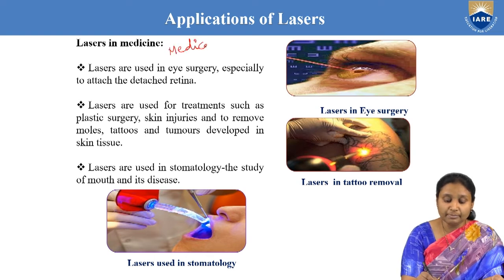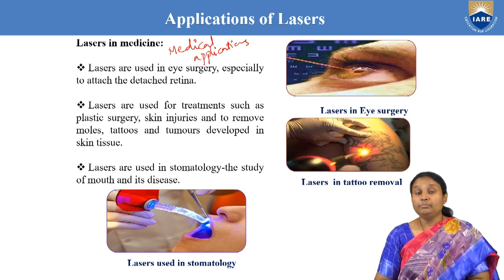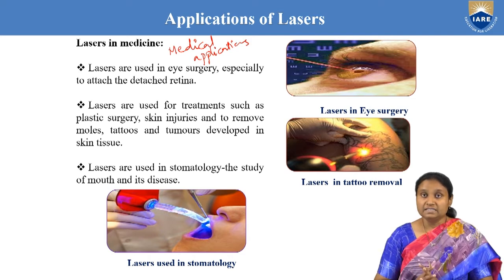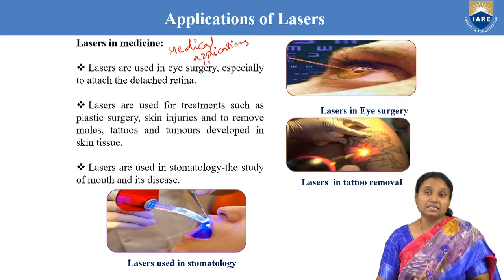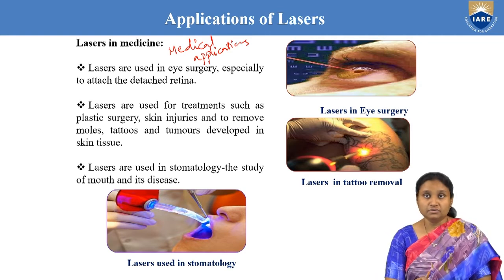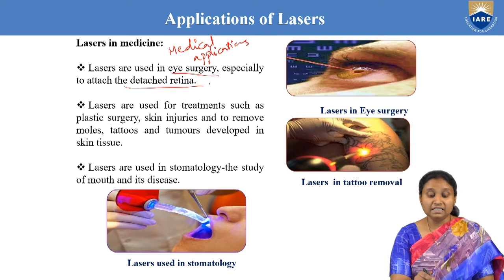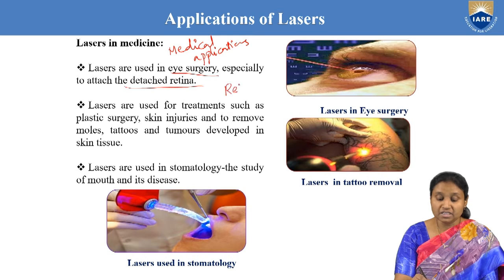Coming to medical applications, where are we going to use laser? When we talk about medical applications, we can make use of laser for retina welding, for eye surgeries, for cataract removal, and also for eye lens curvature correction. When we talk about eye surgery using laser, it is to attach the detached retina. So we can go for retina welding. The first application in medicine is retina welding.